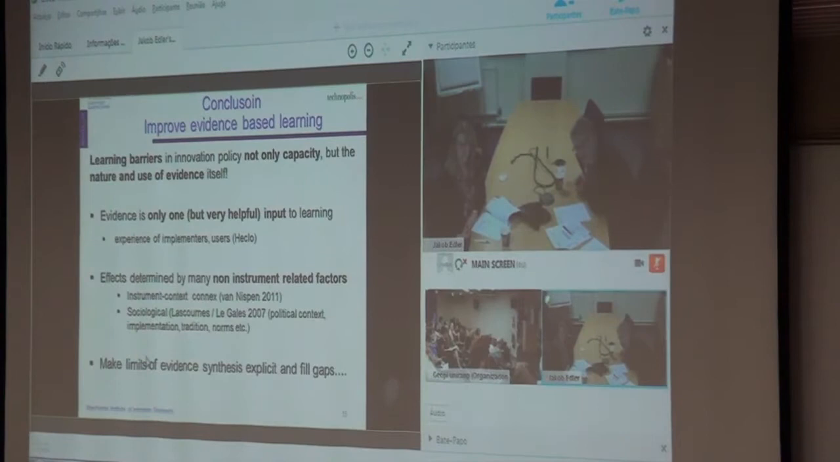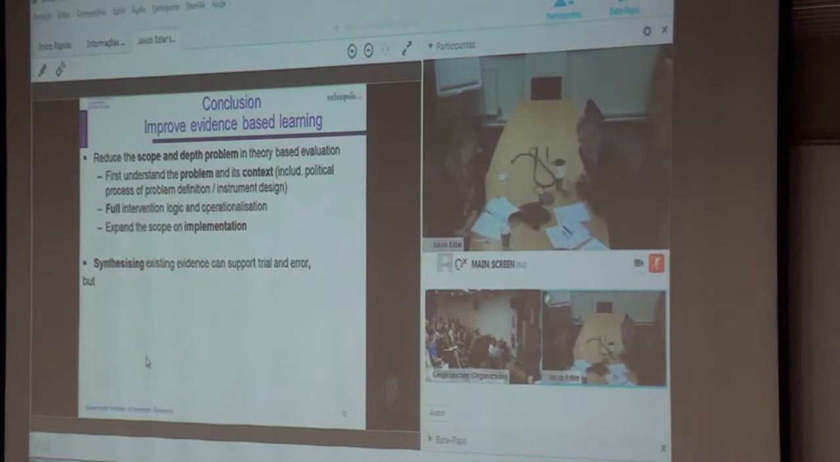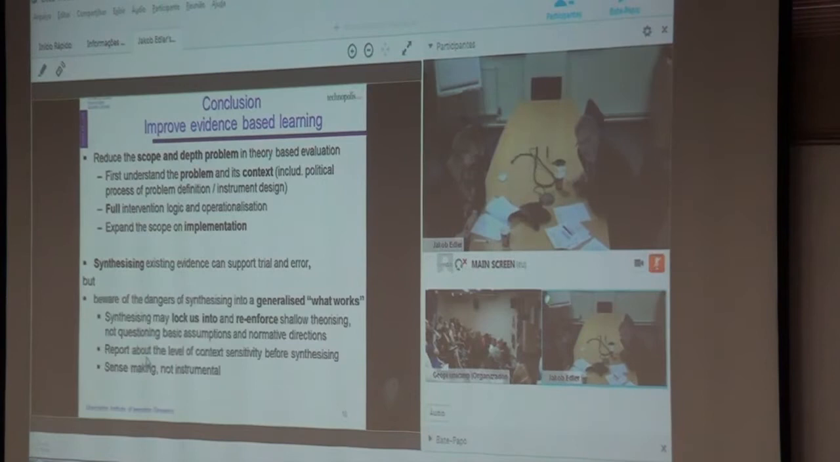So of course we can use existing evidence. Of course we should go on reading evaluations and these analyses, but we have to be aware of the limitations of this synthesizing activity. That is my last slide. So we should reduce what I call the scope and depth problem, and the theory-based evaluation problem and context sensitivity. We should have the full intervention logic and should operationalize the full intervention logic. And we should expand also the scope of the analysis and our reading of these things to implementation as well. Each program, even if it looks the same, means a different thing because of the way it's implemented. So synthesizing existing evidence can help us a lot, but we have to be aware of the dangers of these exercises of looking at existing evidence because of the three reasons that I mentioned.